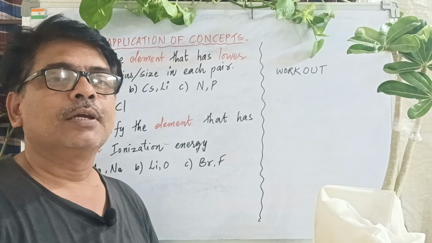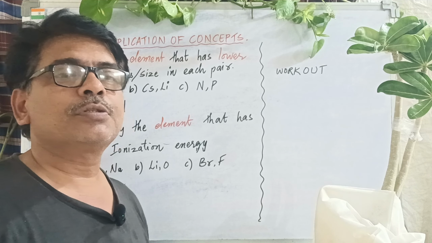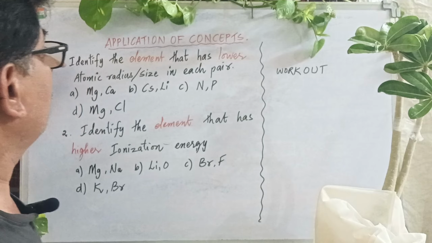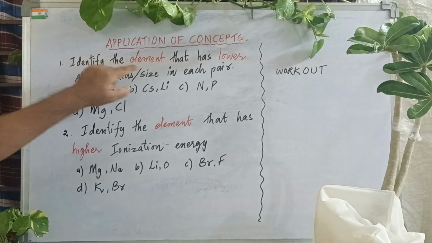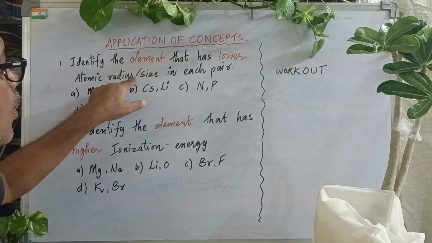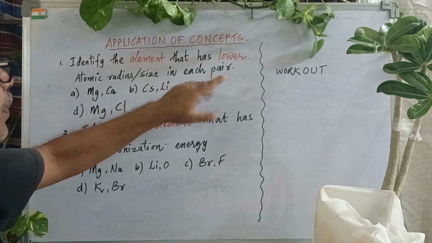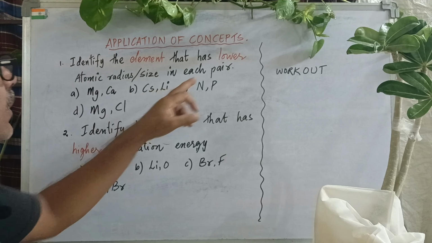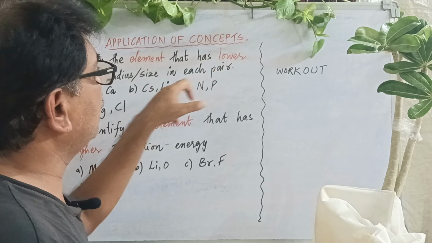Welcome to the class. In this video, we'll see some questions, reflection on concept. So, question number 1 over here. Identify the element that has lower atomic radius or atomic size in each pair. So, pairs are given. You have to identify the element which is having lower atomic radius.